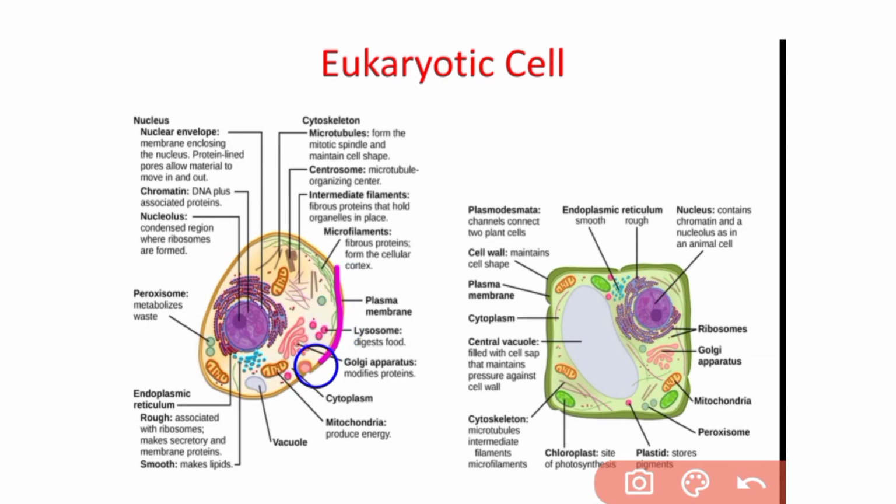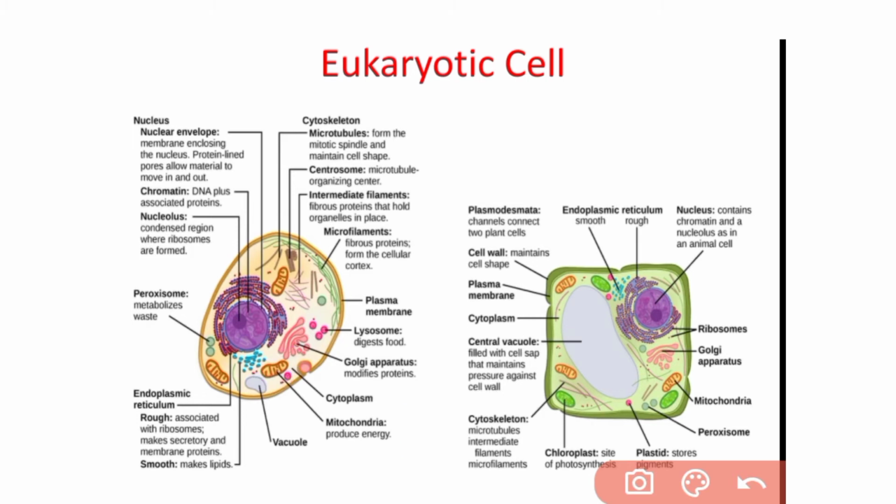Then the outer cover is called the plasma membrane, and the pink small round shaped structure is called lysosome. Its function is digesting food. Then this is the Golgi body, Golgi apparatus. What is its function? Modifies proteins. Then the matrix structure is called cytoplasm. Then this is mitochondria, which produce energy.